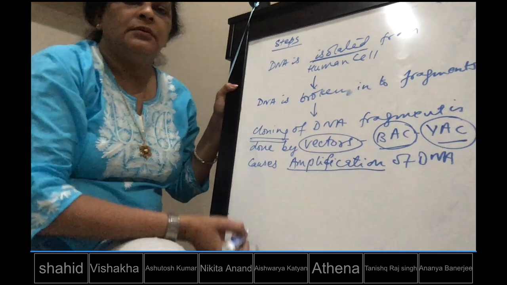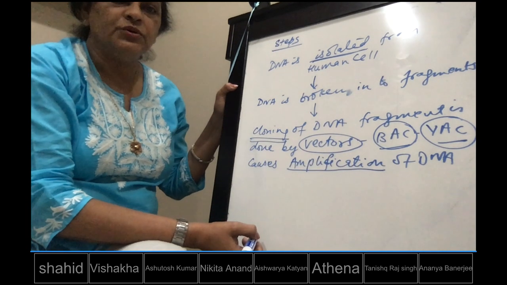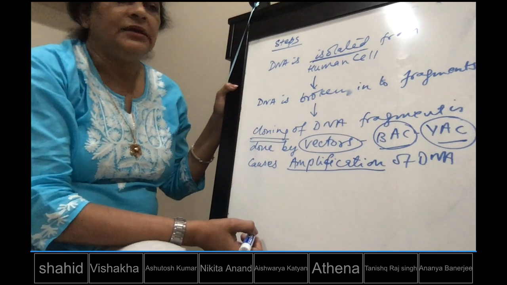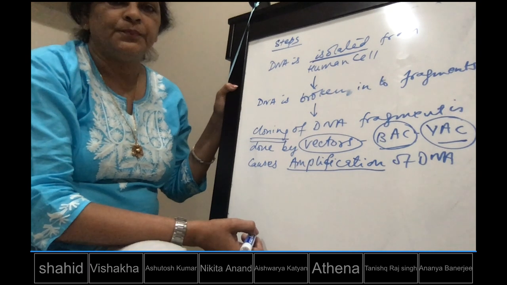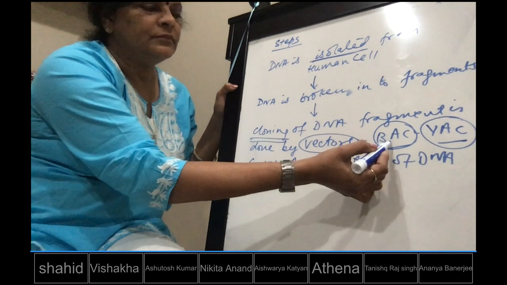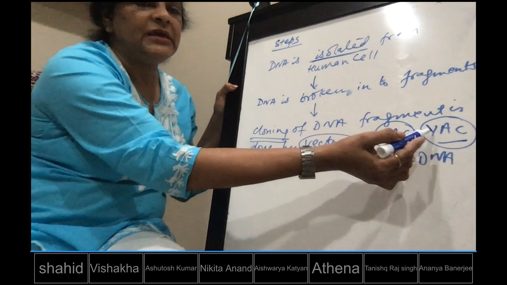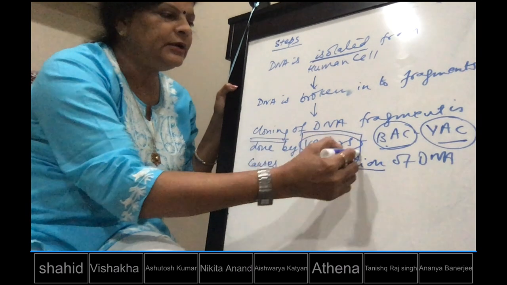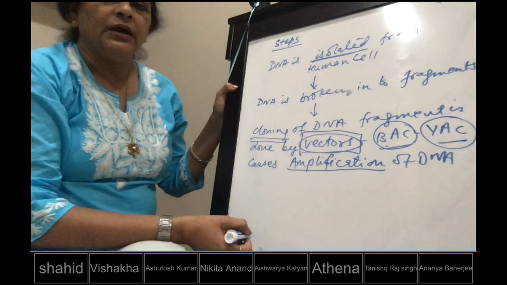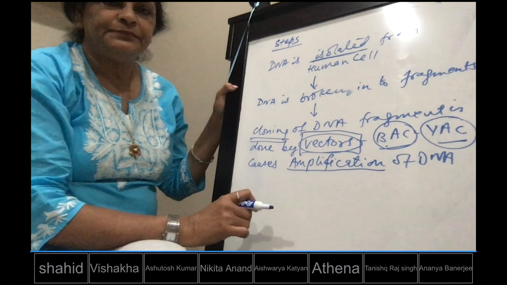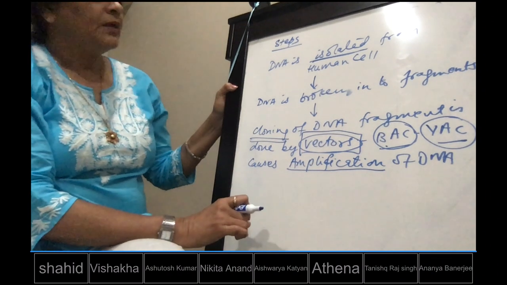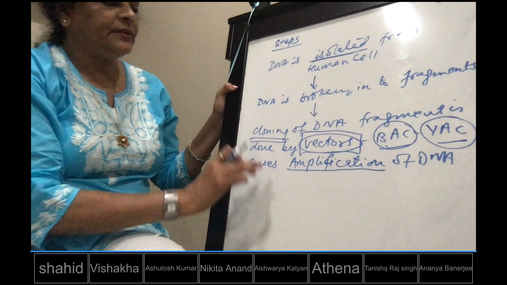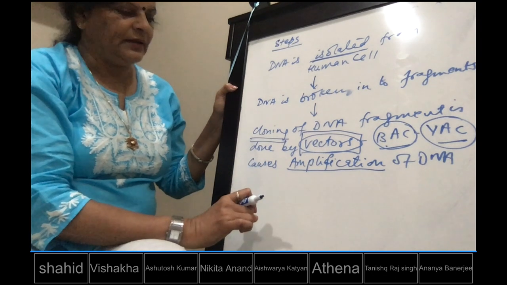BAC, bacterial artificial chromosome, or YAC, yeast artificial chromosome. ये bacteria are the carriers or the yeast are the carriers. So ये vector is a general term. Okay, it's a carrier. Fine? Okay. Now, cloning of DNA fragment is done by vectors BAC and YAC.